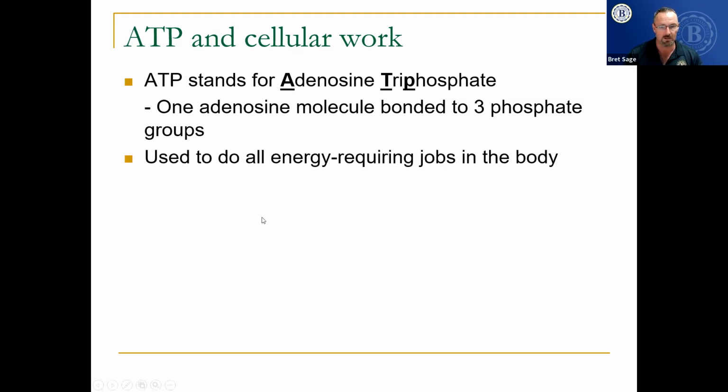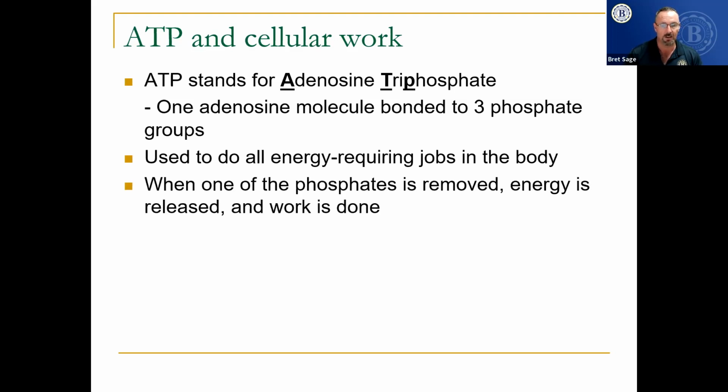It's used to do all energy requiring jobs in the body. So if you need something that requires energy, you've got to burn ATP to do it. One of the phosphates is removed, energy is released, and work is done. So if you break off one of the phosphates, that's what does the work. Now that molecule doesn't have as much energy as it did.